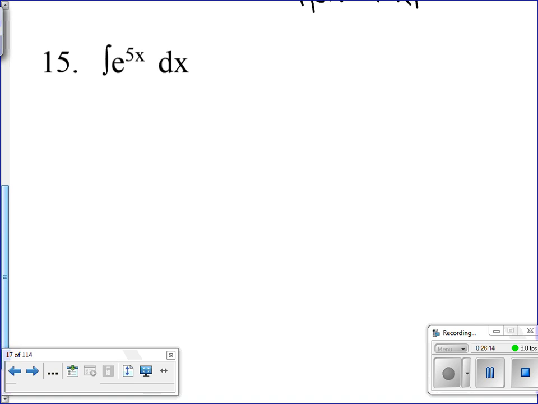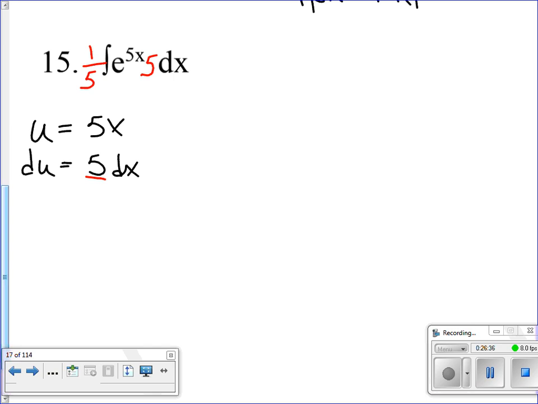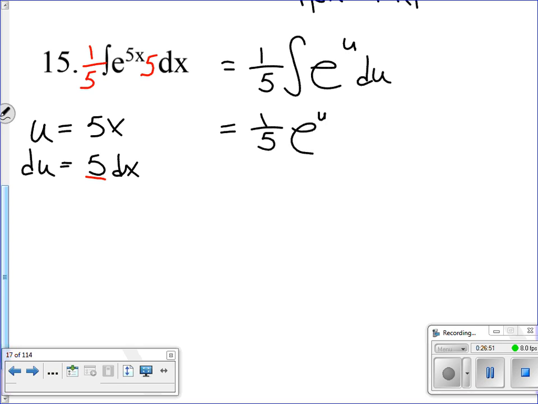Okay, 15. Well, hopefully you see this is just going to be an e to the u du. There's nothing to pull out, so we can go ahead and let u equal 5x. So du equals 5 dx. We're missing the factor of 5, so we put in a 1/5 on the outside. And so when we rewrite this in terms of u, we have 1/5 times the integral of e to the u, right? The 5x is u, and 5 dx is just du. Now we can go ahead and get the antiderivative, which is just e to the u, and then we switch it back to x's. e to the 5x plus c.